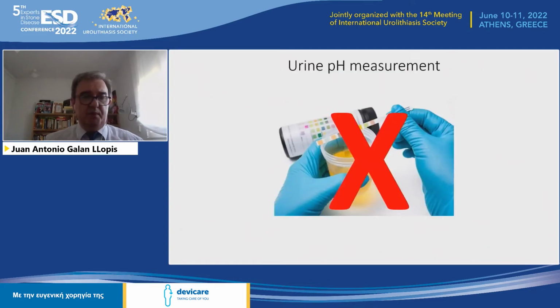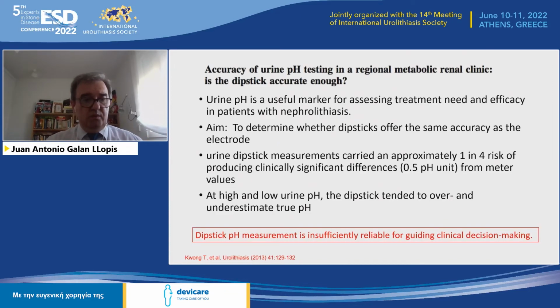But when talking about urine pH, a critical point is how we determine it. Should we still keep on using the strips to test the pH? Well, we know that dipstick pH measurement is not reliable for guiding clinical decision making, as they carry around 25% risk of producing clinically significant differences from meter values. And we also know the strips tend to over and underestimate the true pH at high and low urine pH, respectively.